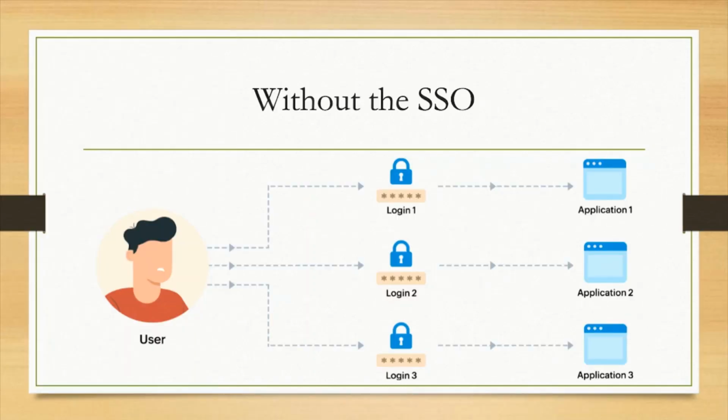So let's start to learn with some examples. First, we see the example without SSO. Suppose you want to access multiple applications like application 1, application 2, application 3 and so on. Also, every application requires authentication. If you are not aware of authentication, please check the description. So here there are three applications: application 1, application 2 and application 3. All applications require authentication.